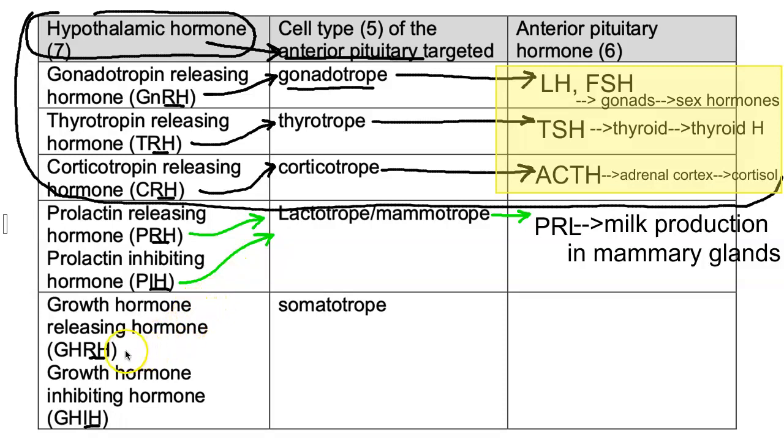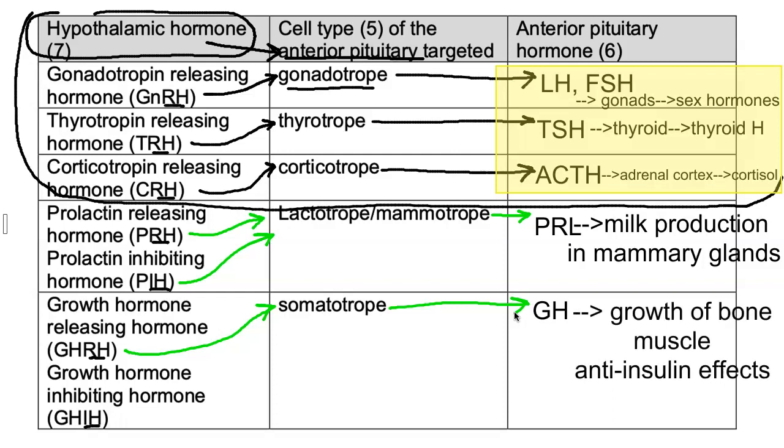Growth hormone releasing hormone, GHRH, turns on the somatotropes, causes them to release a hormone called growth hormone, which also has direct effects in the body. Growth hormone is going to stimulate growth, just like it sounds like, stimulate growth of the skeleton, muscle, cartilage, and other changes too. So growth hormone inhibiting hormone would turn growth hormone secretion off. And so these hormones, prolactin and growth hormone, are not tropic hormones.